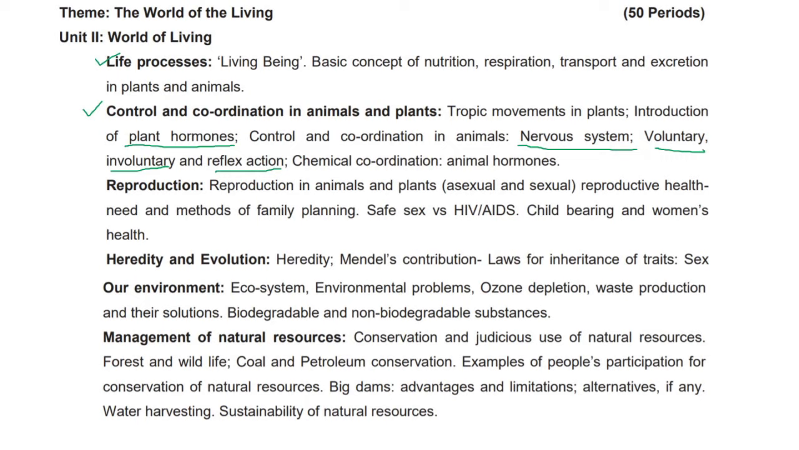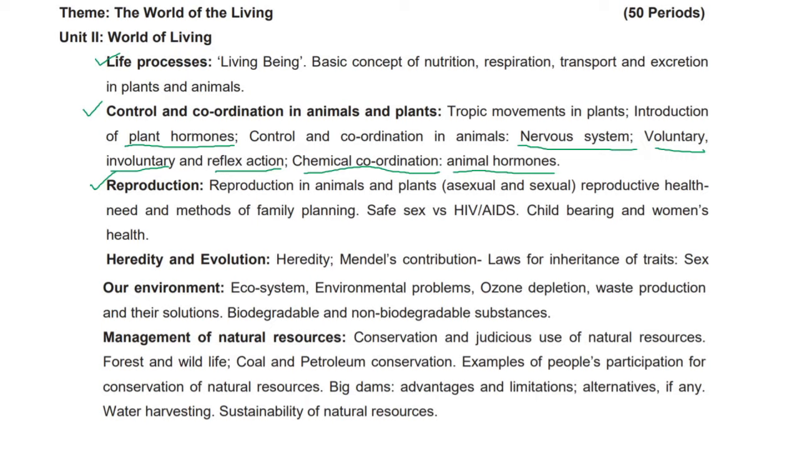Now we will finish this chapter with a concept on chemical coordination in the animals and plants both, and in animals we will talk about the animal hormones. The next chapter is on reproduction. Now here the reproduction we are going to learn both in case of the plants as well as animals.